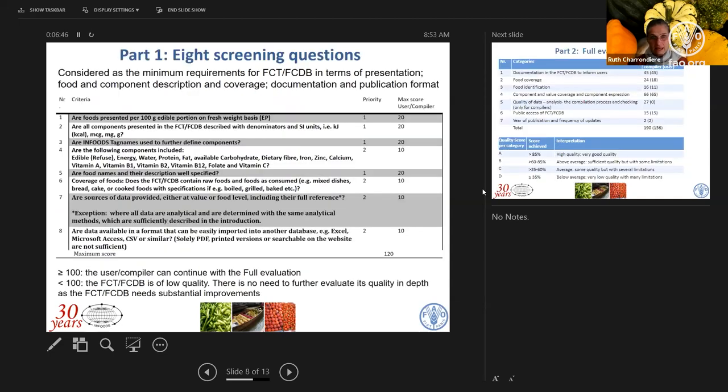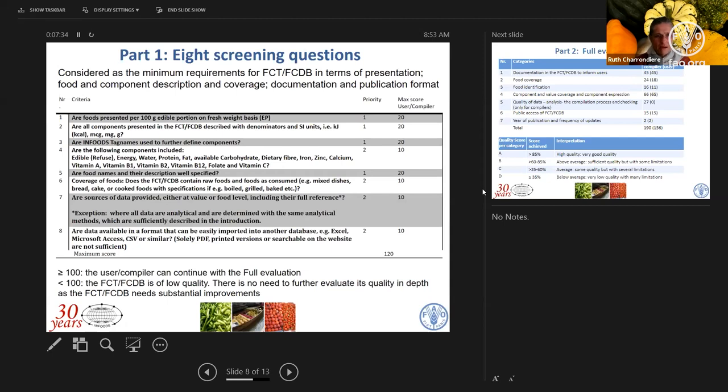So here are the 8 screening questions. Are foods presented per 100 gram edible portion? Then, are the denominators and the SI units used, and are they mentioned? Are the tag names of INFOODS used? And then we have a list of what we consider a minimum list of components that should be included in each of the food composition tables. And then, are the foods and food names and their description well specified? Are certain foods covered, not only raw foods, but we also wanted to have foods as consumed?